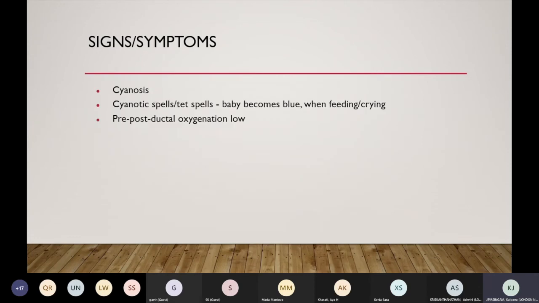How do the children present? Usually nowadays it is picked up during the antenatal scan, so everyone is prepped for this baby. But if it hasn't been picked up, the children usually present with cyanosis, especially with cyanotic spells or TET spells. The baby becomes very blue when they feed or cry, when they become very exhausted and the energy demand is much higher. All of a sudden they can't cope with it, because there's already deoxygenated blood circulating around, and you usually see a difference in the pre and post ductal oxygenation.